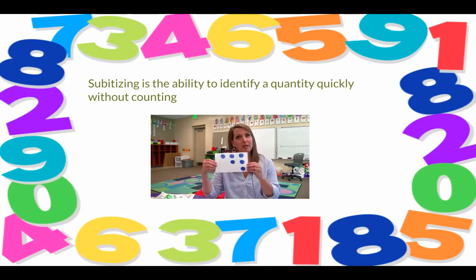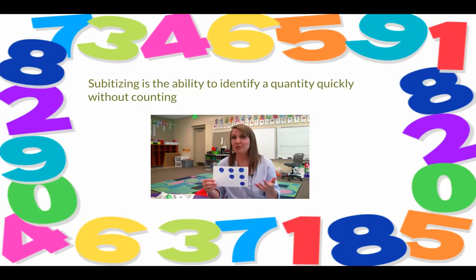So for instance, when I would pull it back up, I would want a child to say, oh, there were 6. Well, how did you know? They might say, oh, I saw 3 here and 3 here, and that makes 6. Or they might say, I saw 4, and then I said 5, 6. So they were counting on or doing very little counting. Or maybe they see 3 and 2, and they know that makes 5 and 1 more.